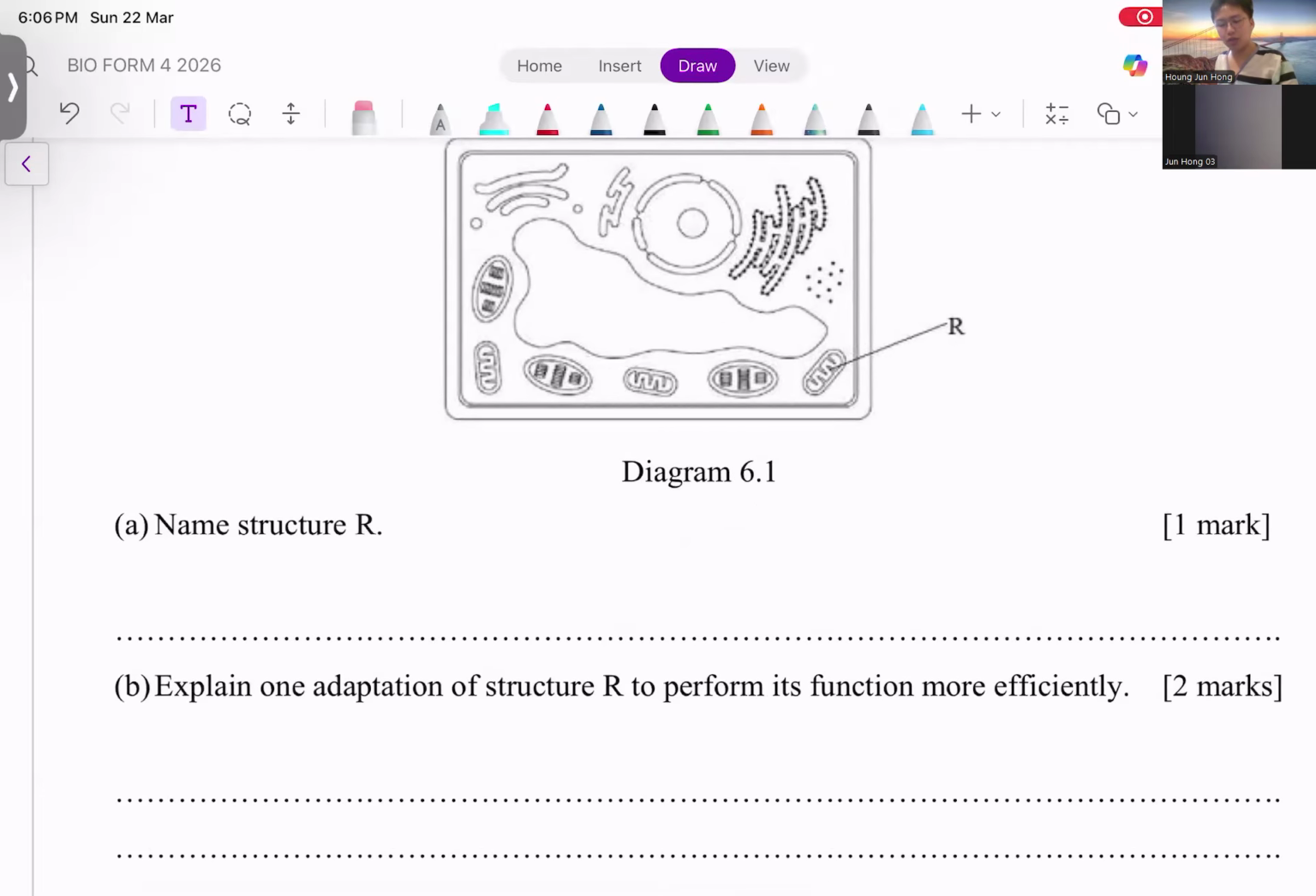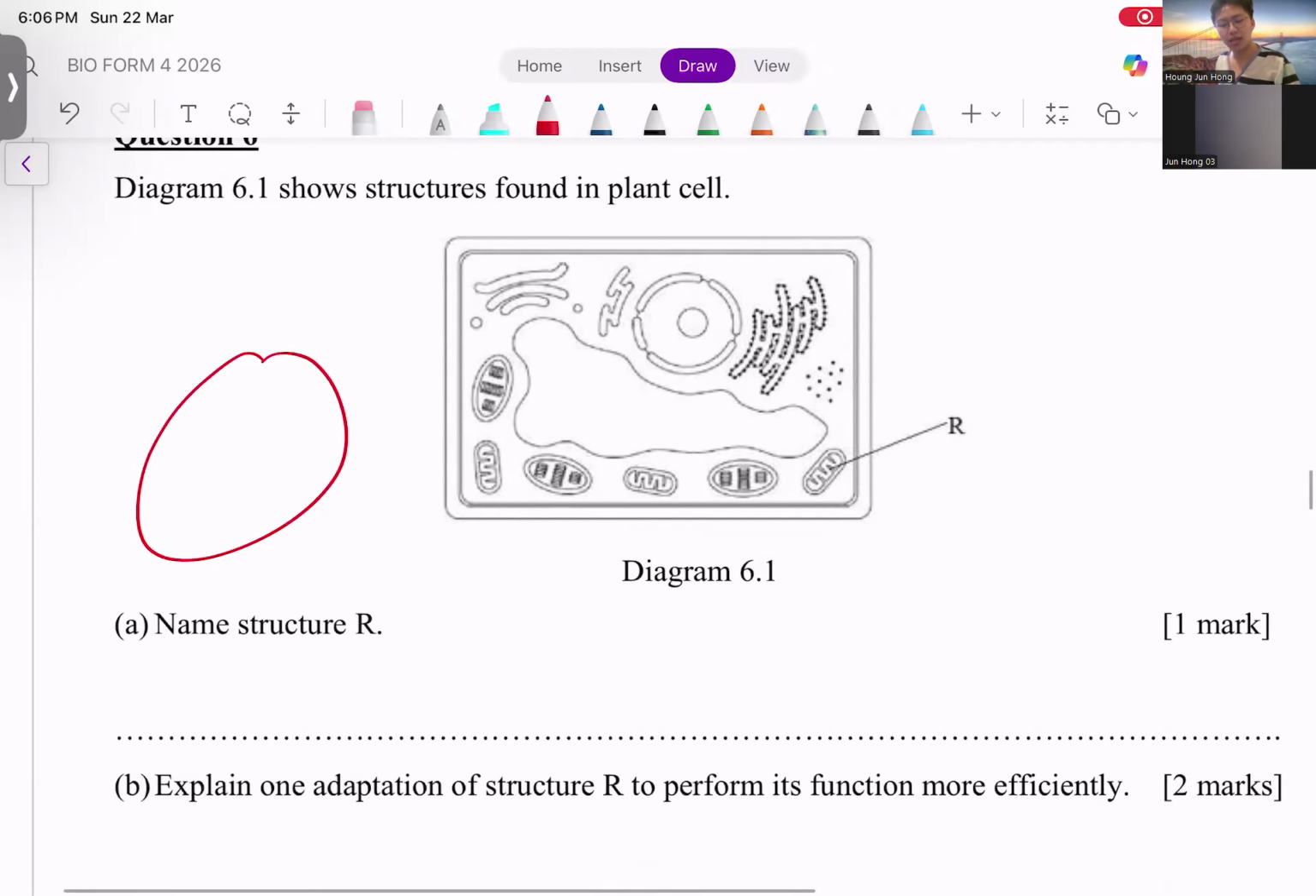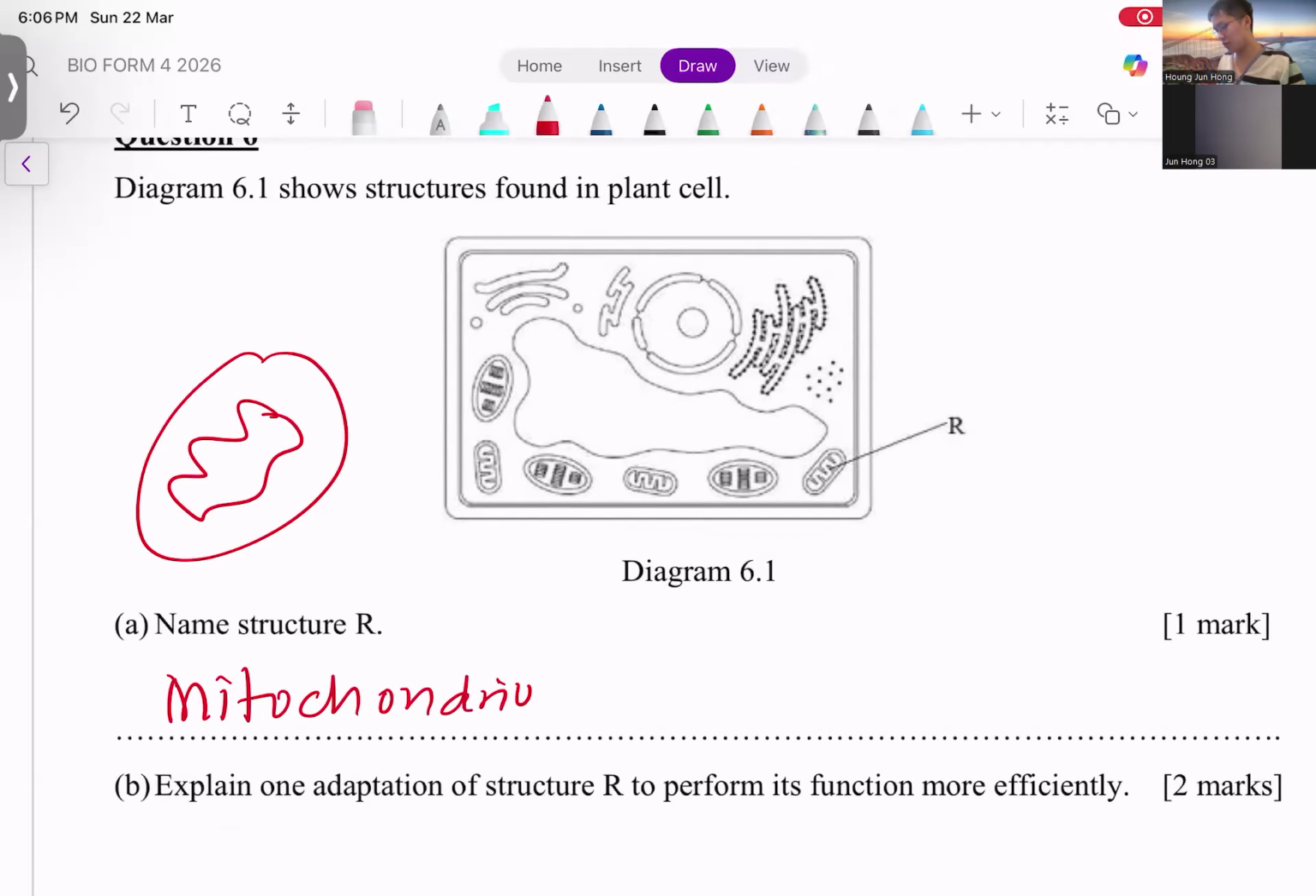What is this structure? Remember, 丑丑的, something very ugly inside. Okay, that is mitochondrion.